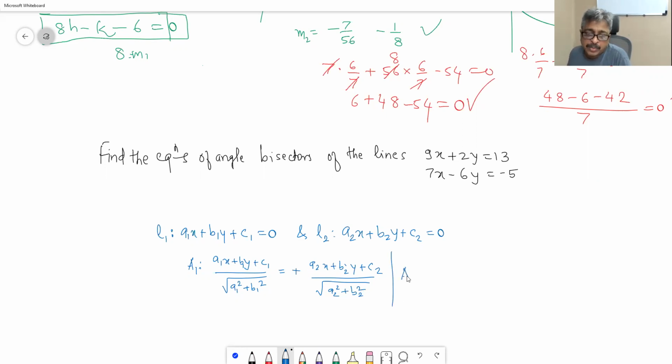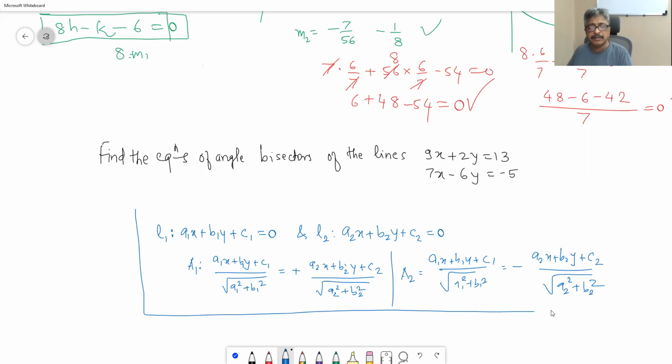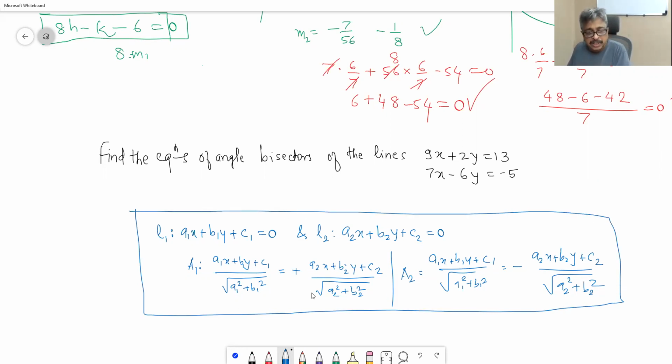And angle bisector number 2 will be (a1x + b1y + c1) divided by radical a1² + b1² is equal to minus (a2x + b2y + c2) divided by radical a2² + b2². So this is your formula for angle bisectors. All the simplification needs to be done once the numbers are put in, not at this stage.